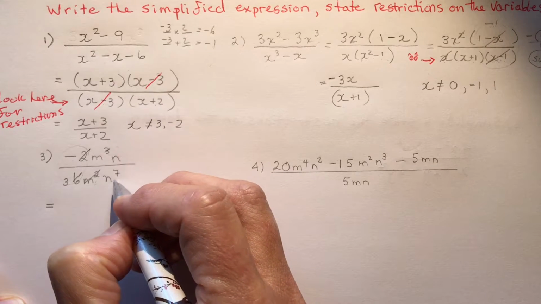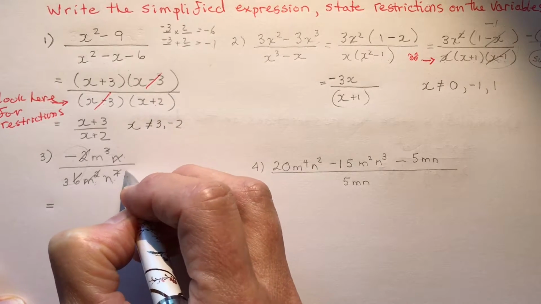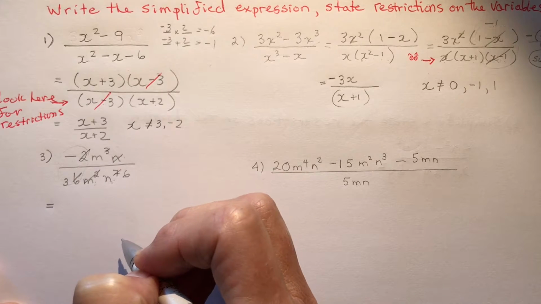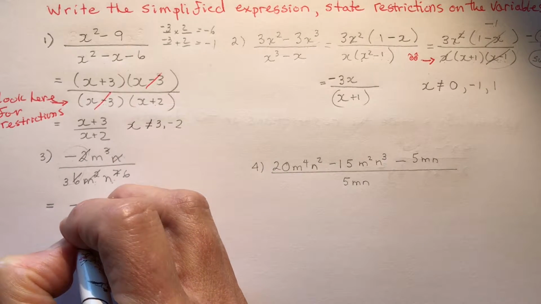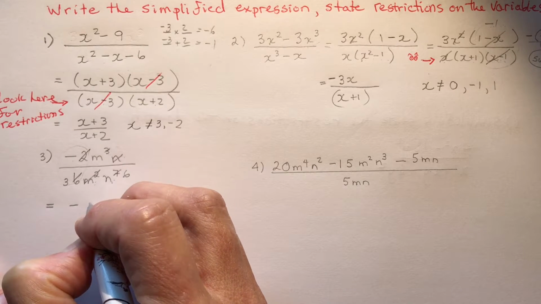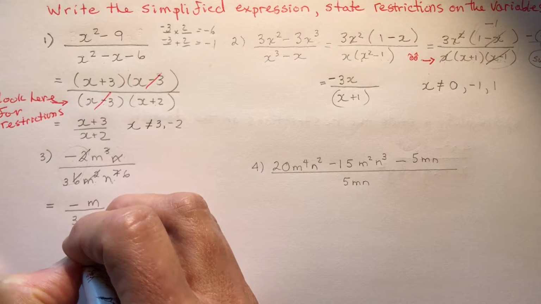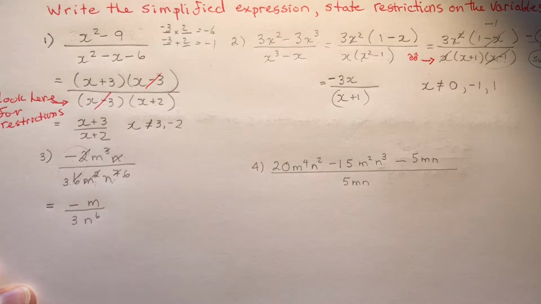And in the n's, I have 7 down here and 1 up here, so that would leave this one with 6. So now, once you've done all that, it gets kind of messy, so you have to be really careful that you don't miss something. So I have a minus, and I have 1m up here, and in the denominator I had 3n to the 6. Okay, so it's all very nicely simplified.